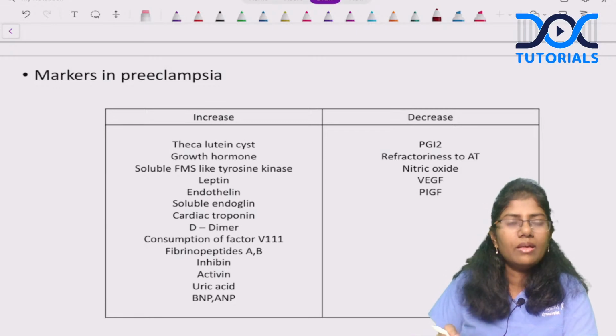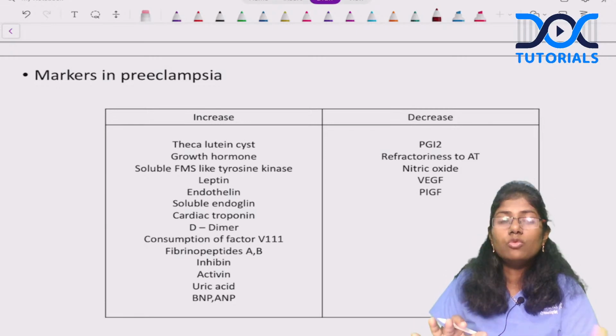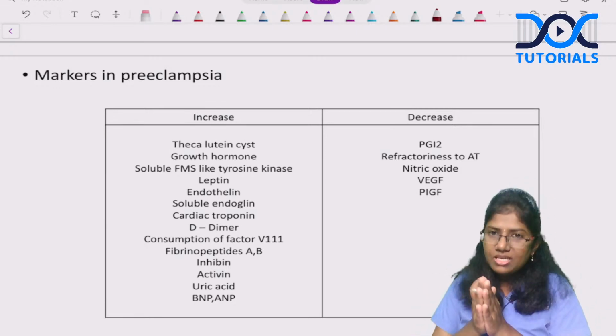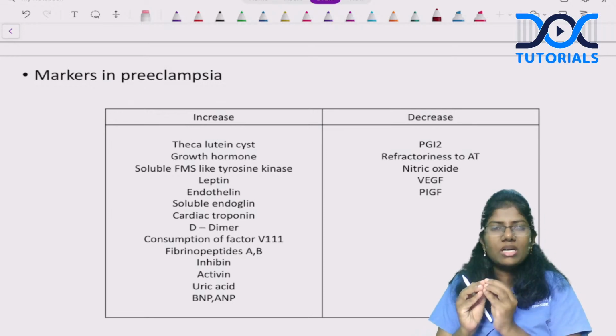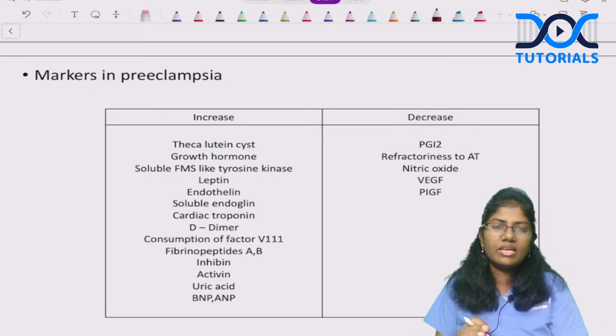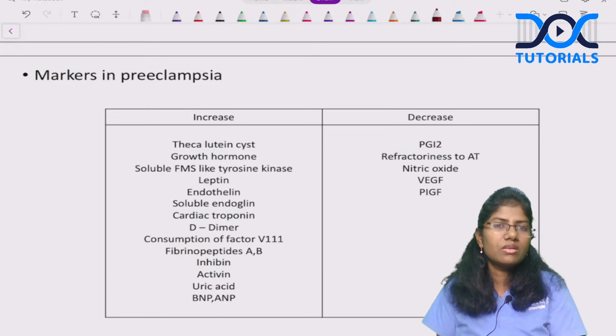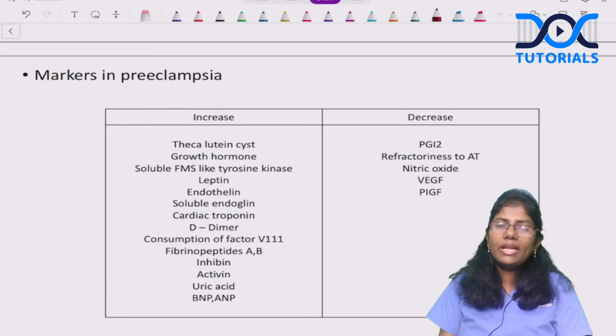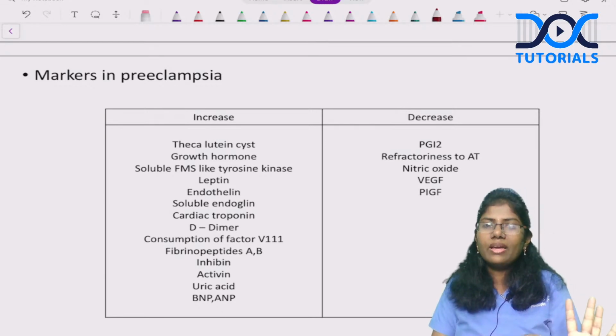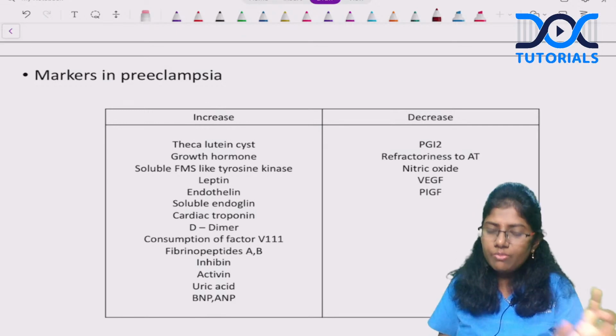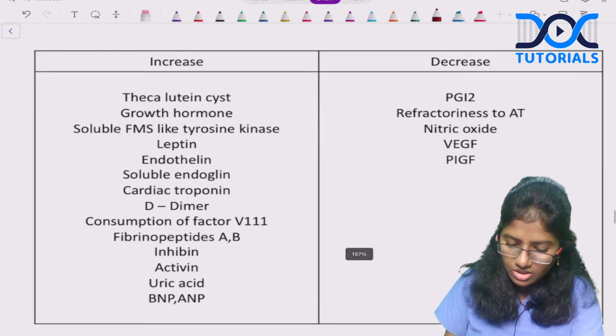Important points here. The list looks really big and too much for an FMGE graduate, but yes, there are 4 to 5 markers which you need to know. In the last INI-CET exam, we had one question from markers in preeclampsia, but I'm not telling you to learn all that an INI-CET aspirant learns, but there are certain points which you have to learn as well.